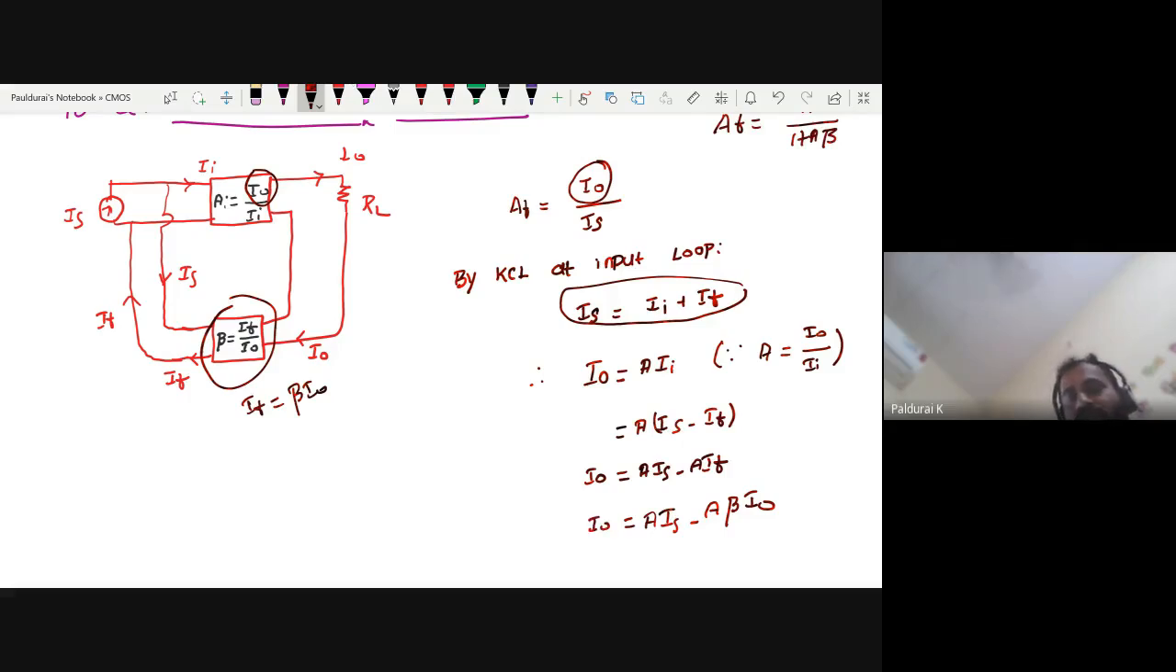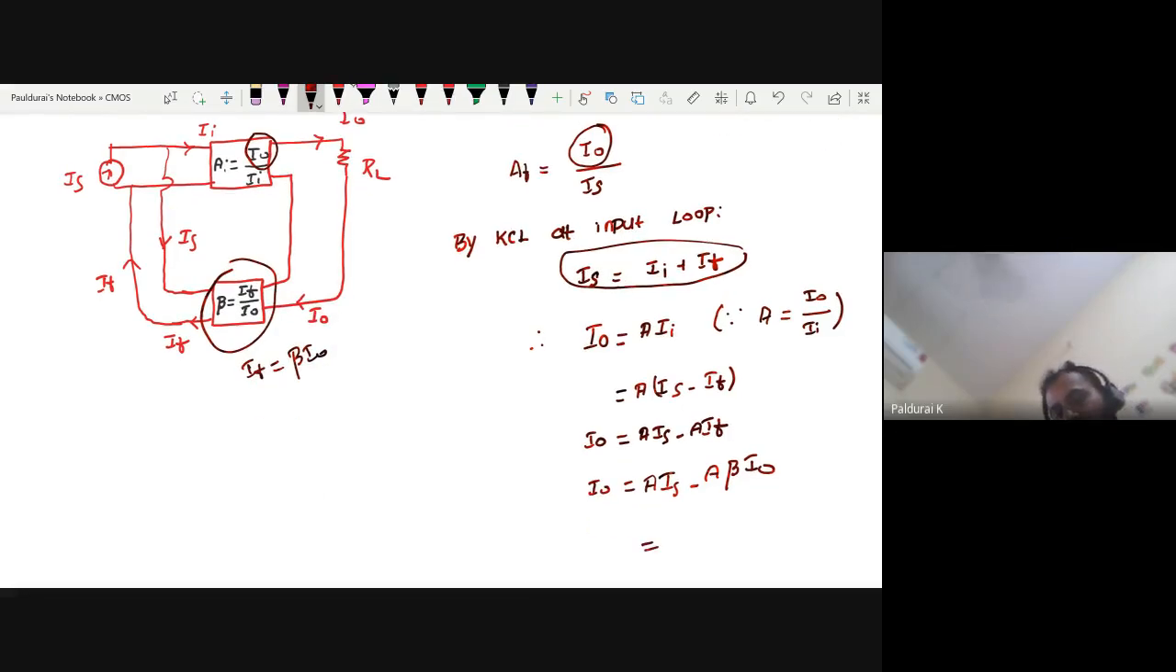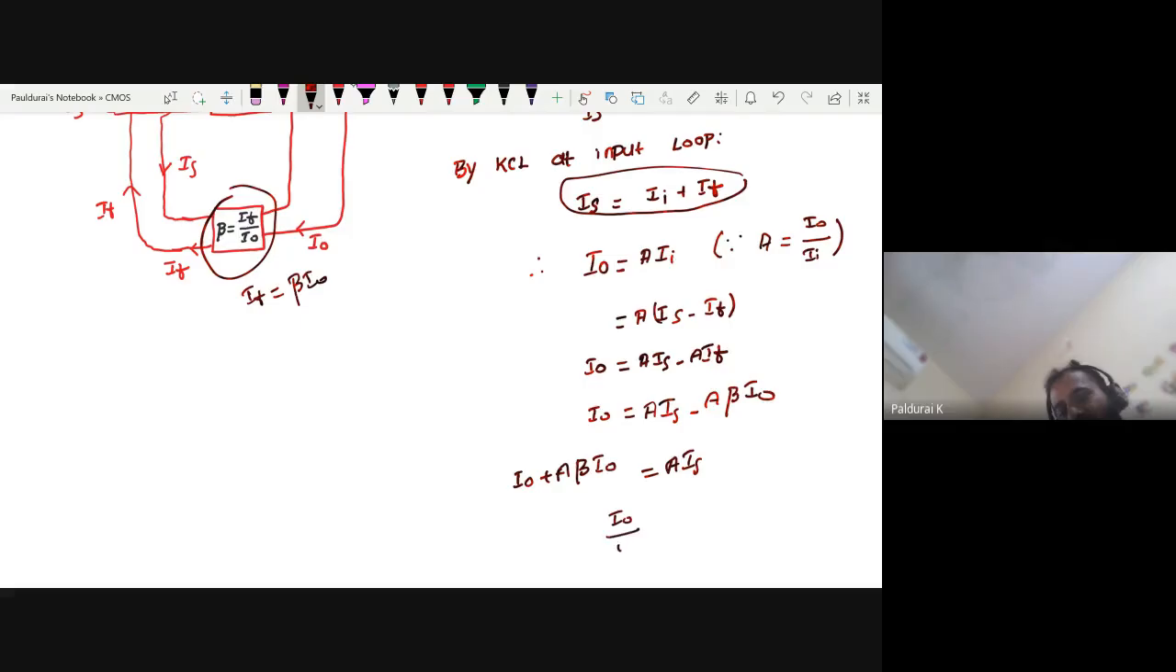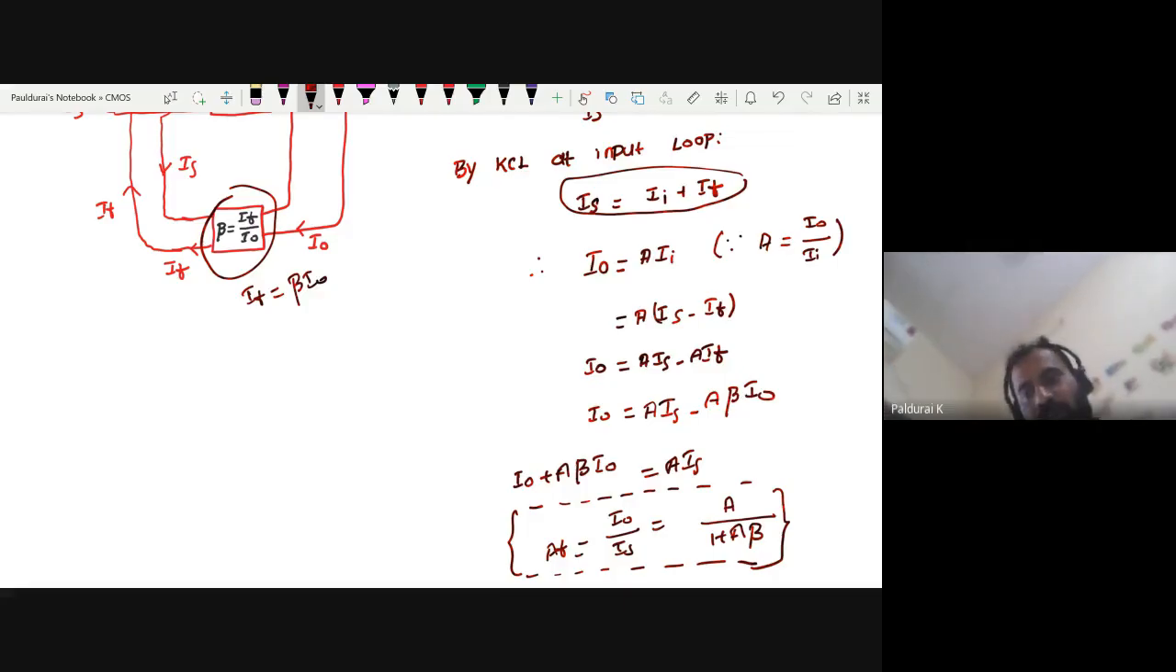I'm looking for the ratio between I out and I S, so bring all I out to one side and I S to another side. I'm looking for the ratio I out by I S, that is my required closed loop gain. It is A over 1 plus A beta. So it's very simple; we already derived it in EC2. I'm discussing what we did in EC2. I didn't start Razavi's part of feedback amplifier yet. It will be quite interesting.